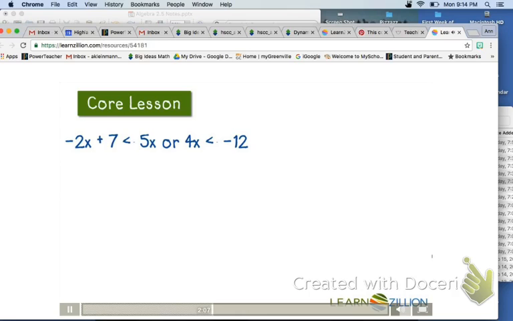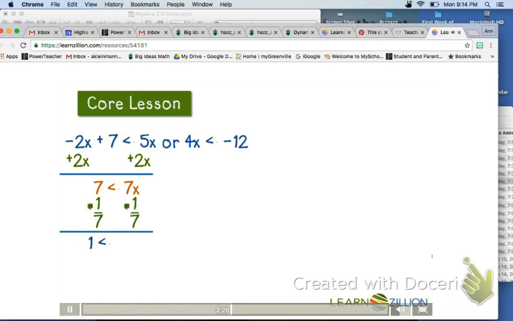So we can solve these separately first. Let's start with the left side one. We need to add 2x to both sides here, and then we will be left with 7 is less than 7x. Now we need to multiply by 1/7 because that's the multiplicative inverse of 7. Once we do that, we have 1 is less than x. Now we need to solve our right side inequality. We need to multiply by 1/4 because 4 and 1/4 are multiplicative inverses. Once we do that, we have x is less than negative 3.